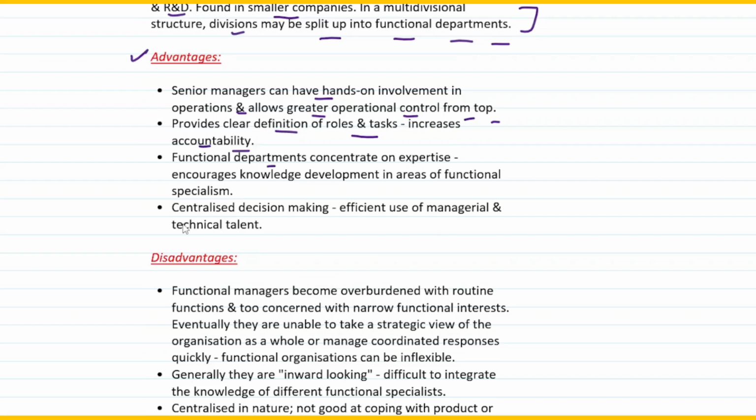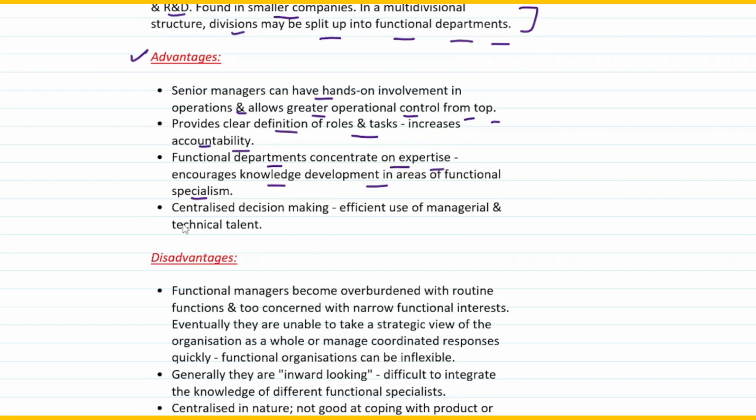Then, functional departments concentrate on expertise. You've got to be an expert if you are part of a functional department. It encourages knowledge development in areas of functional specialism. If you belong to a functional department, it's obvious that you will try to gain expertise in whichever function you're working in. So that's what it talks about.